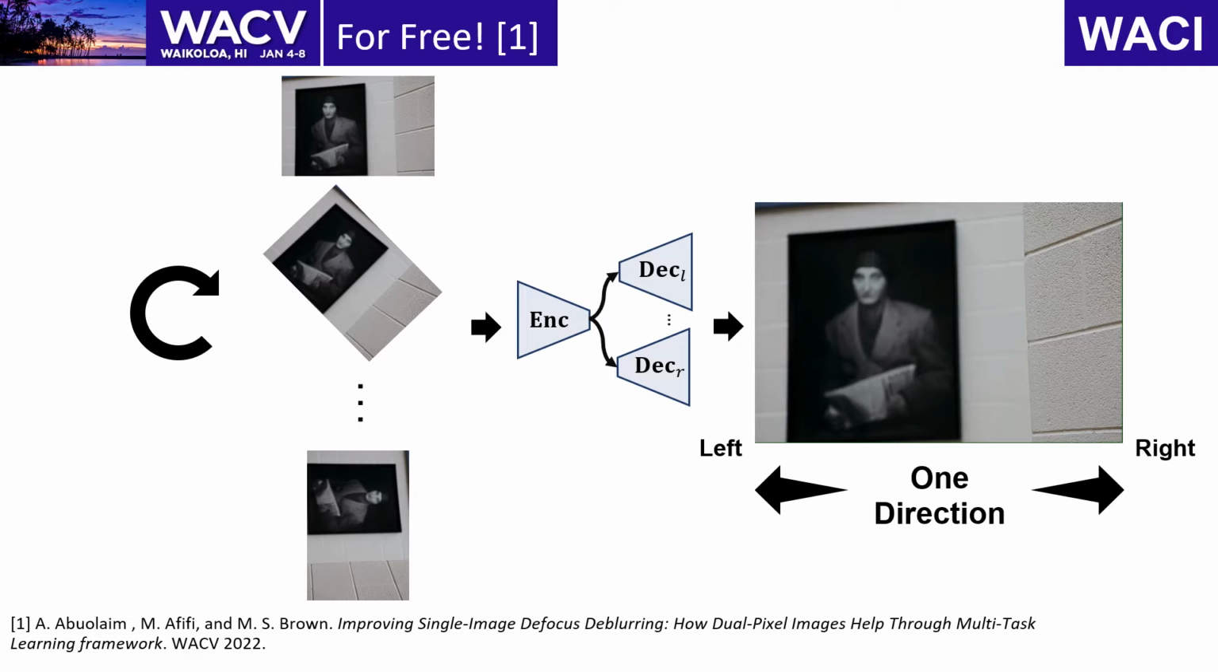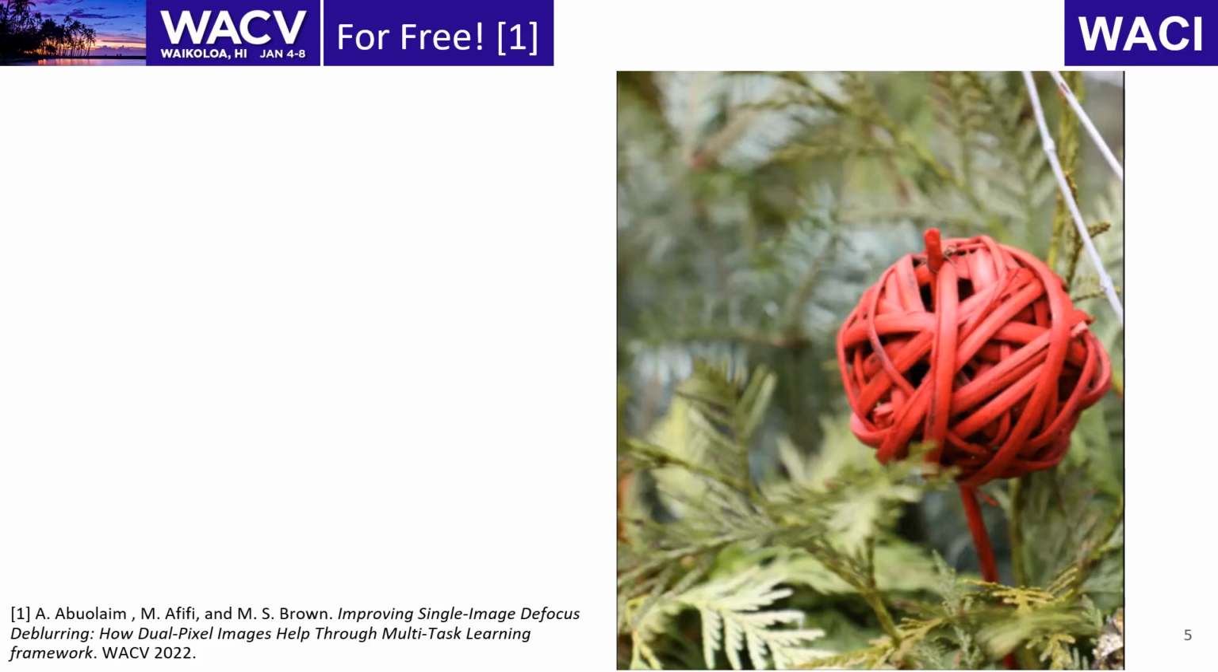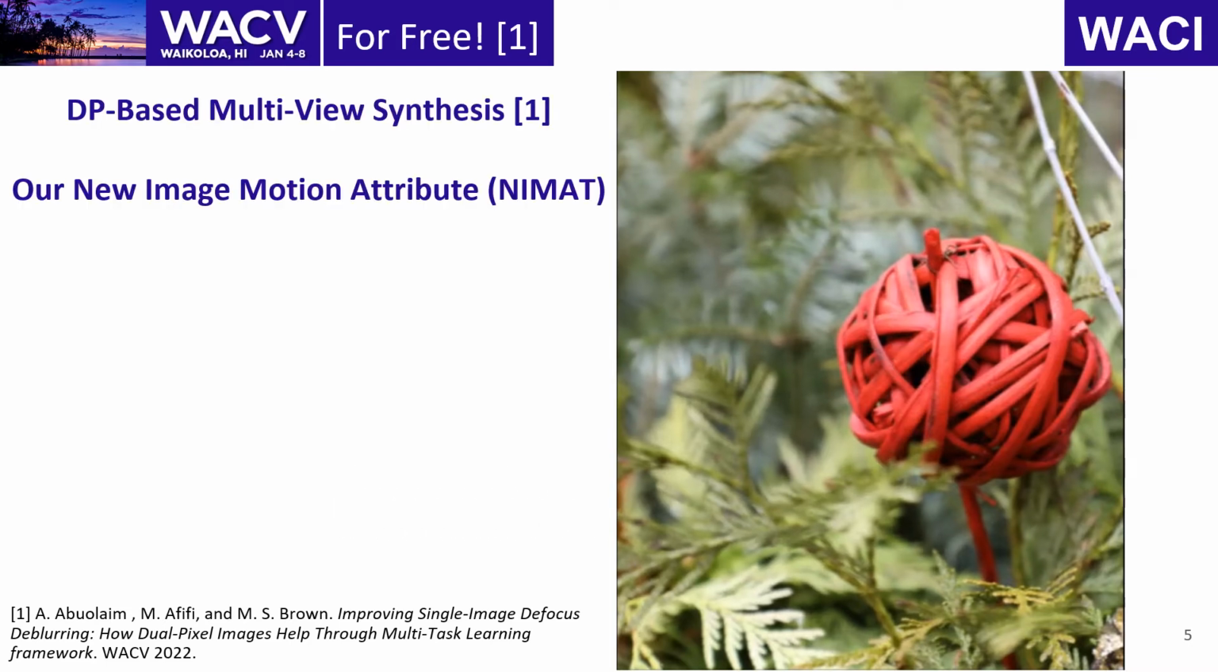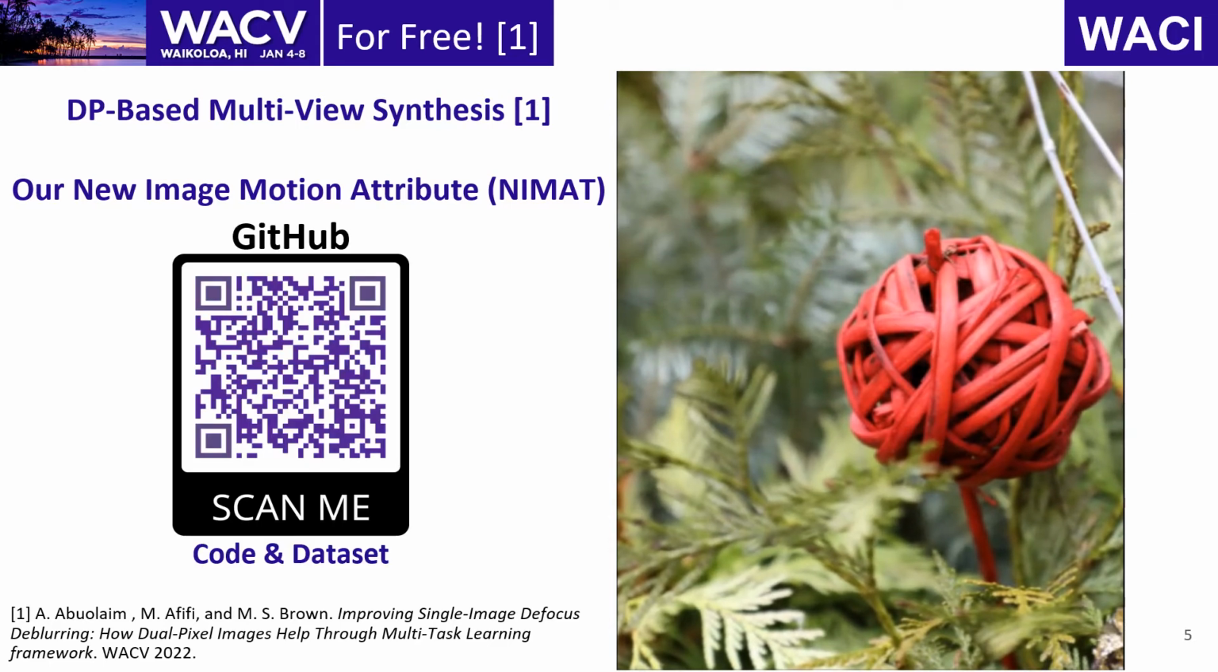Then by rotating the input image and feeding it to the network that is trained on a single defocus disparity, we can get two sub-aperture views for each rotated image. In particular, we can synthesize multiple sub-aperture views from a single input image, and by alternating the synthesized views, we can get this nice new image motion effect or the NIMAT effect. For more details, you can scan the QR code of our recent work that first introduced the NIMAT effect.